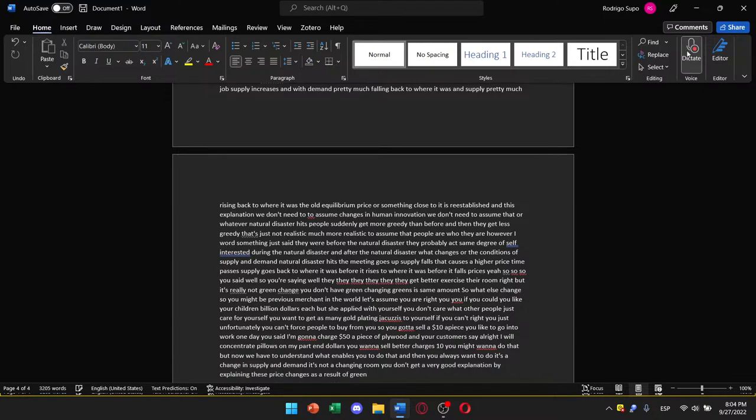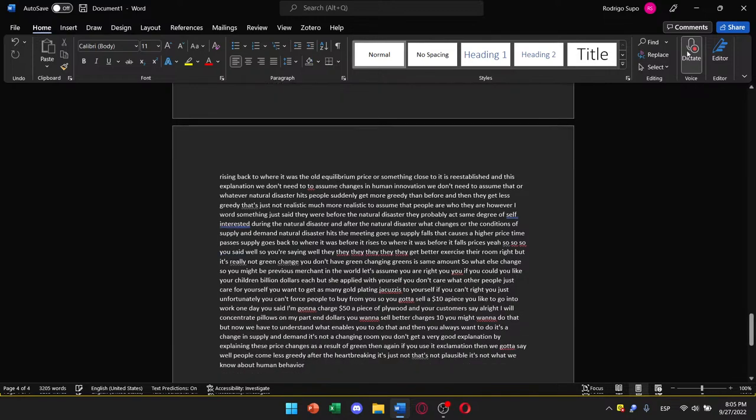And again, if you use that explanation, then you've got to say people become less greedy after the hurricane. That's not plausible. It's not what we know about human behavior. I believe at least the supply and demand story is a more realistic one. It certainly fits the facts of every case we know. This has been studied hugely in the economics literature.